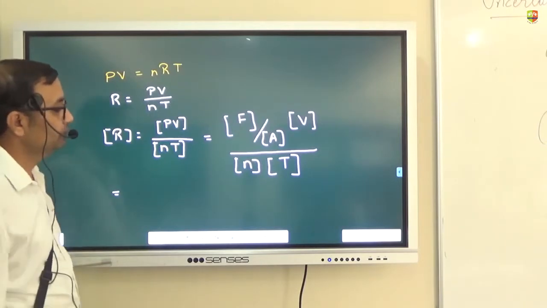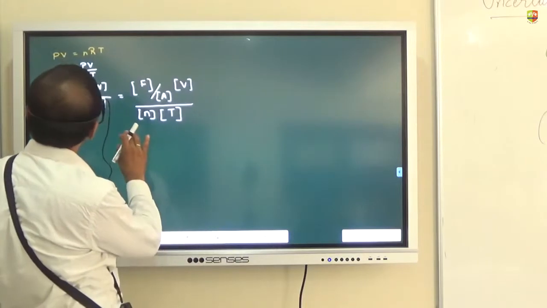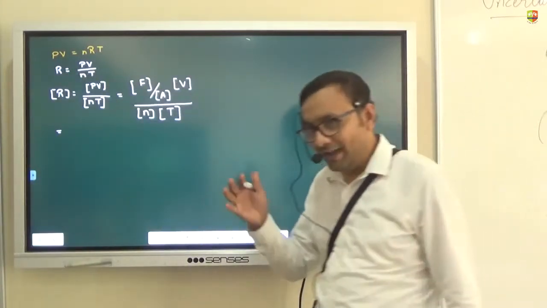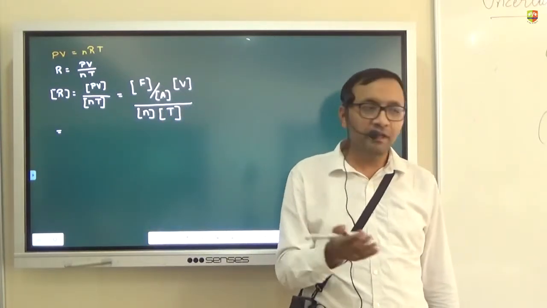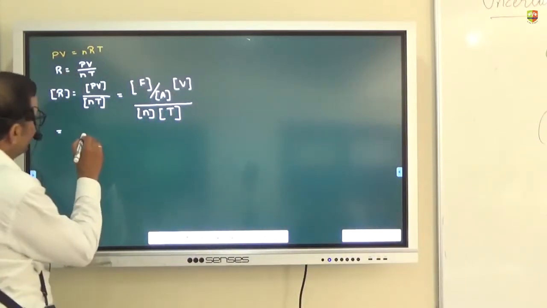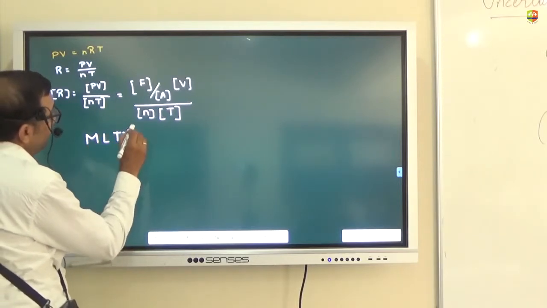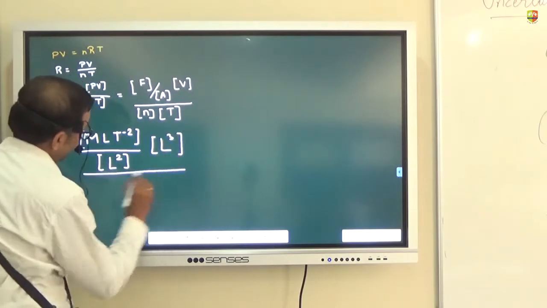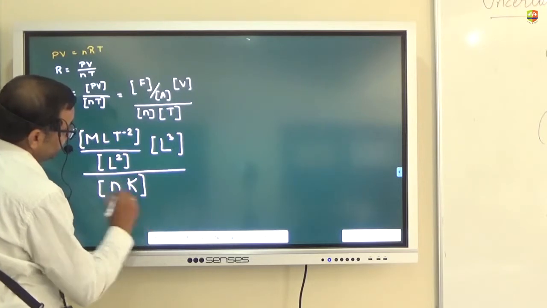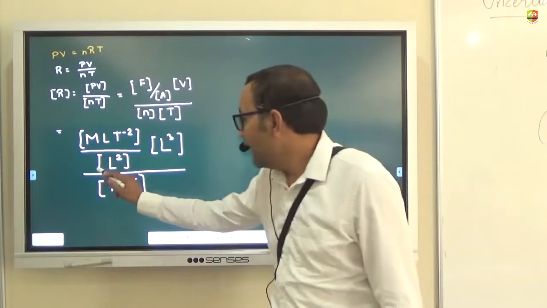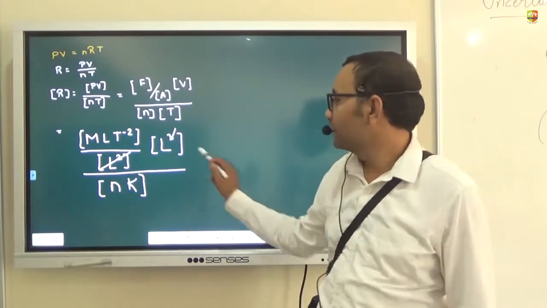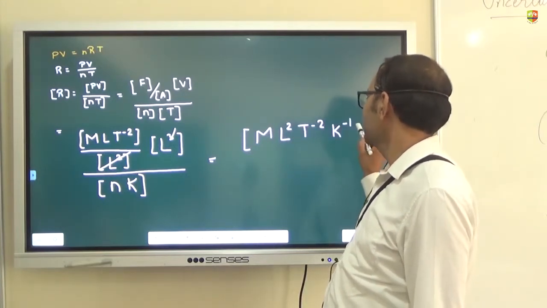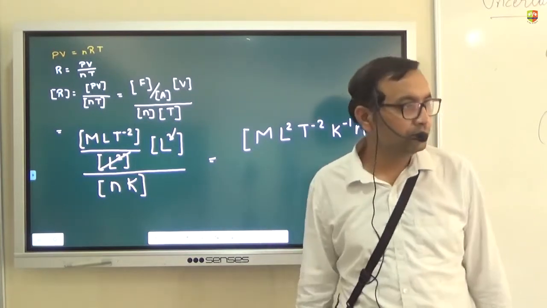Now, does the amount of substance have a dimension or not? One of the basic quantities is amount of substance. Even though practically it doesn't have a unit as such, we take it as a dimension. So force unit is what? Mass times acceleration, MLT minus 2, divided by area dimension L square, into volume dimension L cube, divided by dimension N. Temperature is what? Kelvin. Understood? So L square cancels one of the power 2 there. So you will get M L2 T minus 2 K minus 1 and N minus 1. This is the dimension of R, the gas constant.